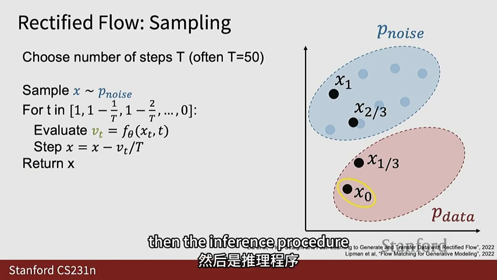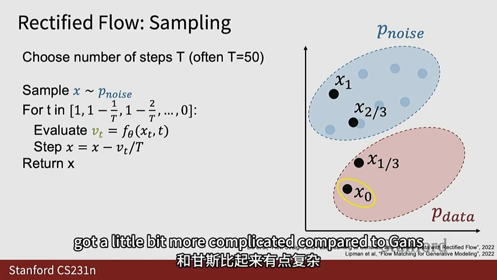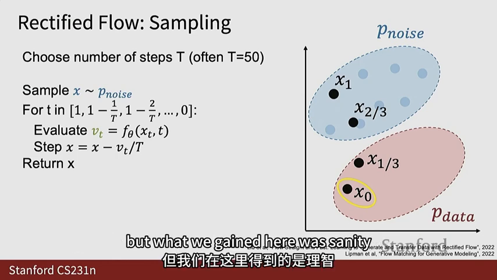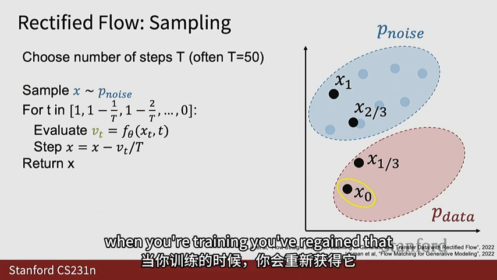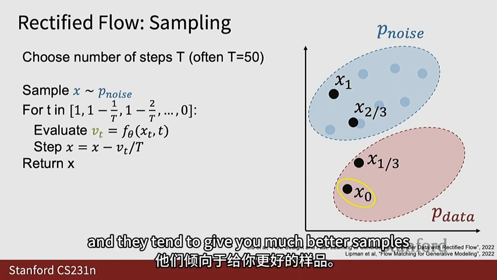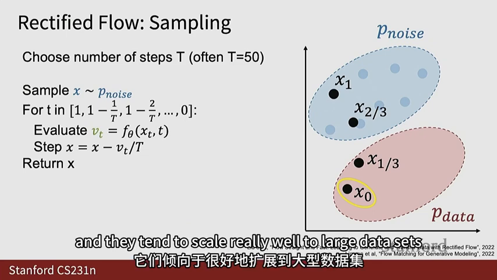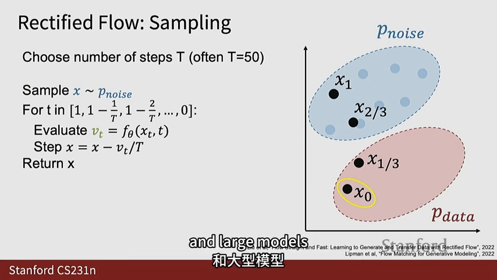So the inference procedure you see here got a little bit more complicated compared to GANs. But what we gained here was sanity when you're training. You've regained that. And they tend to give you much better samples, and they tend to scale really well to large data sets and large models.